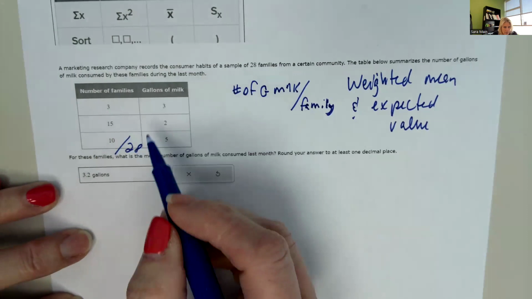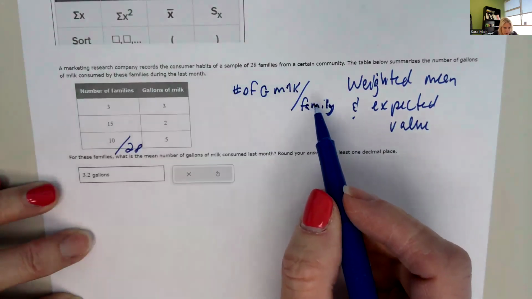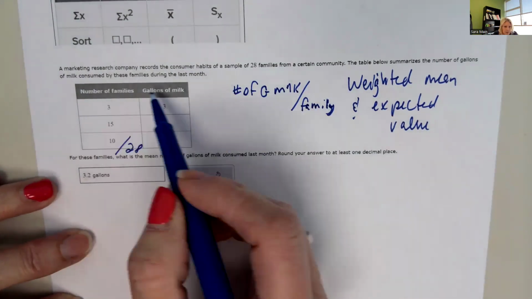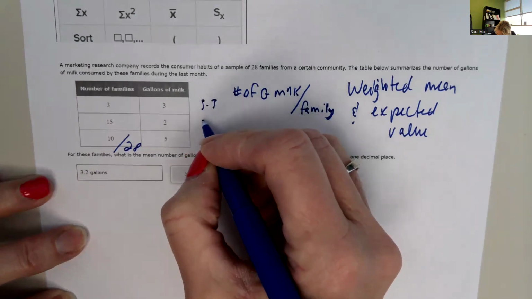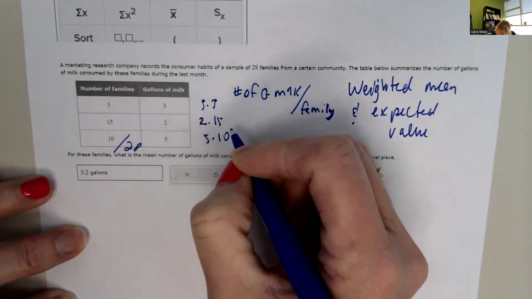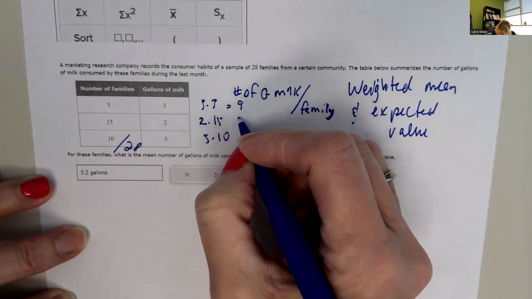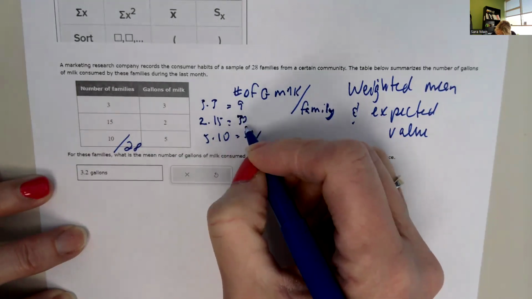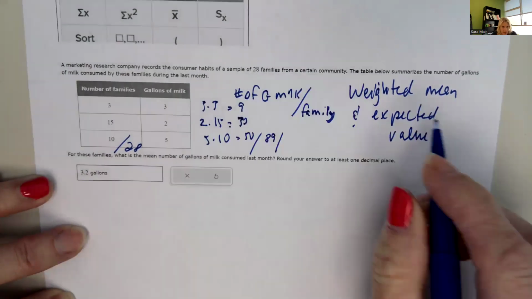So that's why we have to remember that we're going to divide by the total number of families, because that's the unit that's in the denominator. So what we did in class was we multiplied the two columns together. So we would take 3 times 3, 2 times 15, 5 times 10. And then we would add those products of 9, 30, and 50 to get 89, and then we would divide that by the 28.